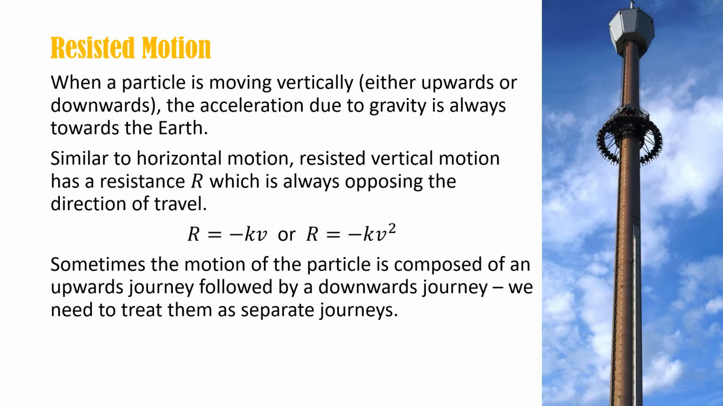But then when we come back down, we've got a positive downward motion. So if we try to deal with them both at the same time, they kind of cancel each other out, and we don't want to do that. Each individual leg of that particular path is going to be treated as a separate entity. So upwards, we'll look at that separately to downwards, and we'll look at an example of that in a second.